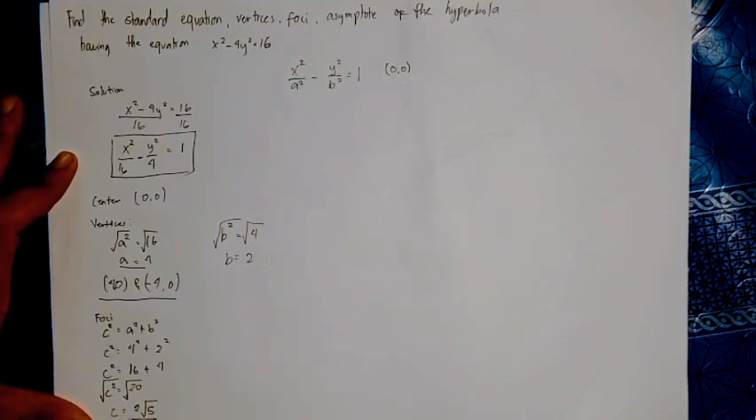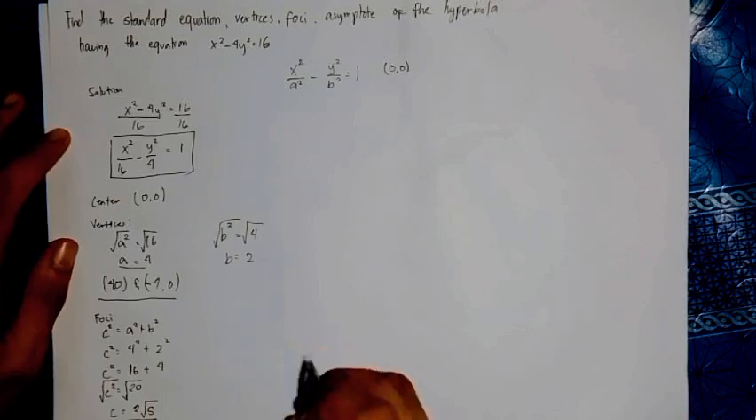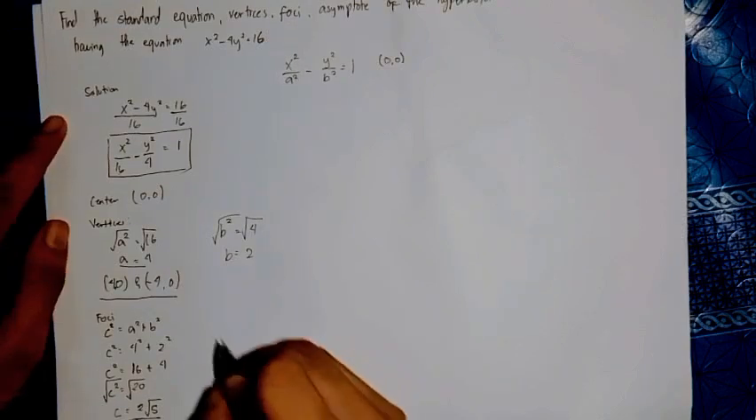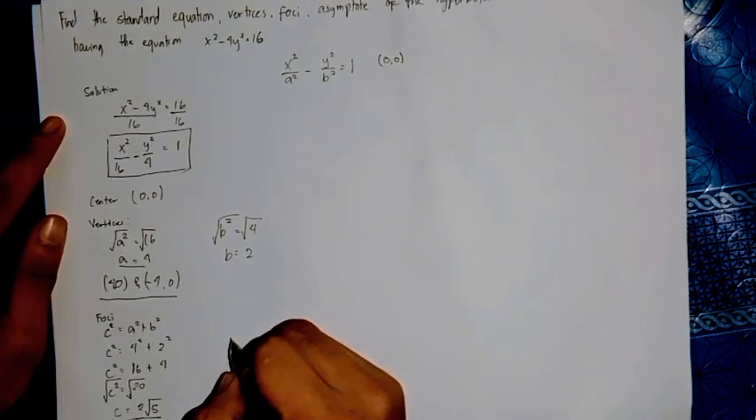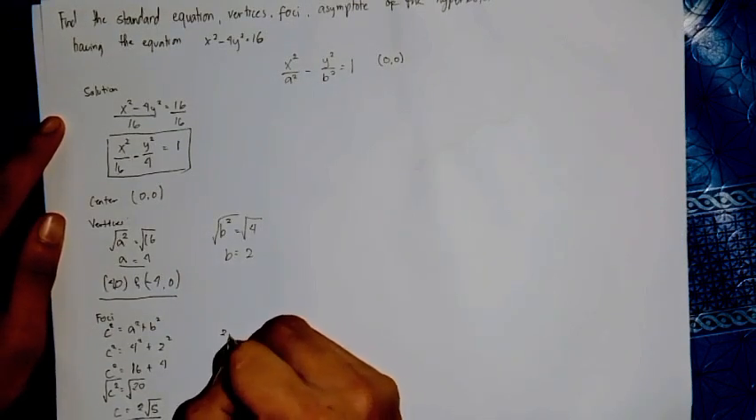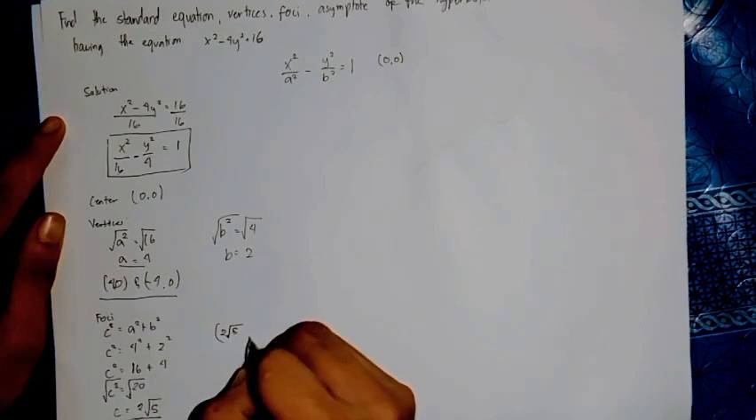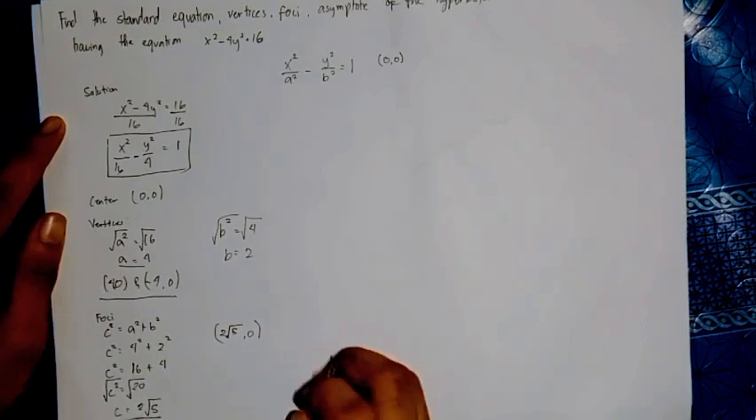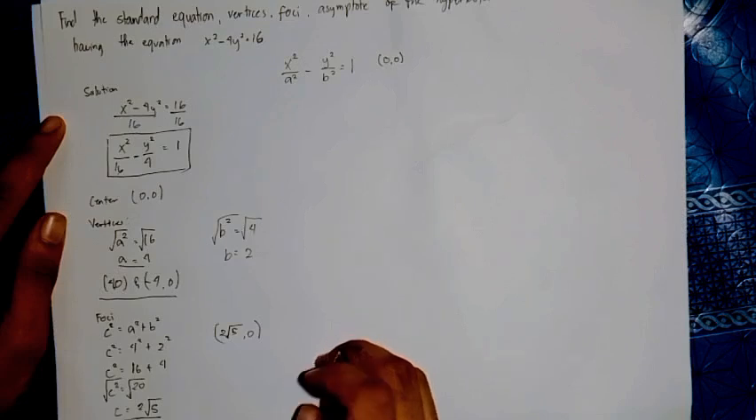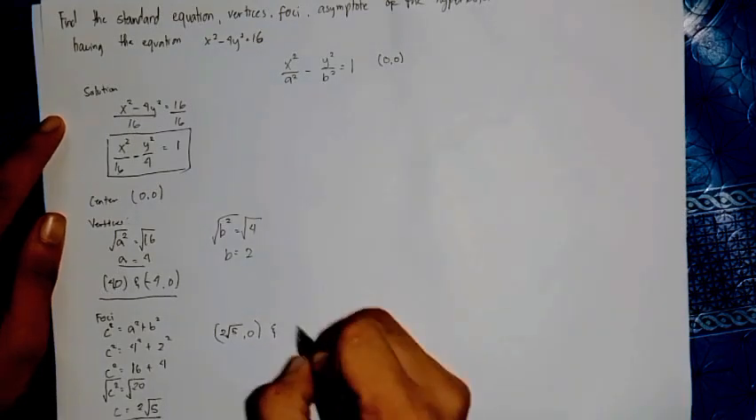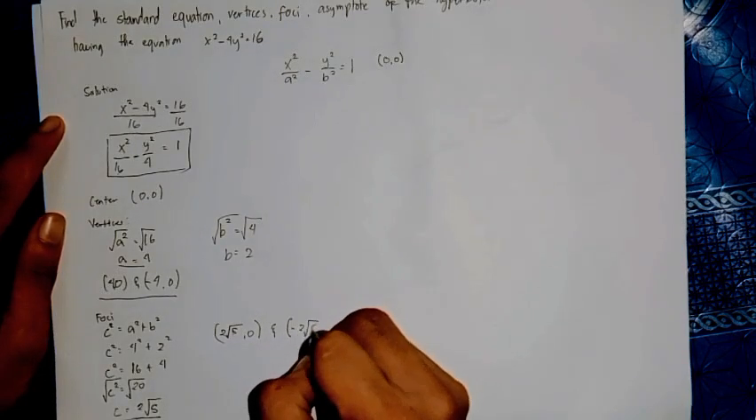Therefore, our foci are at 2 square root of 5, 0, and negative 2 square root of 5, 0.